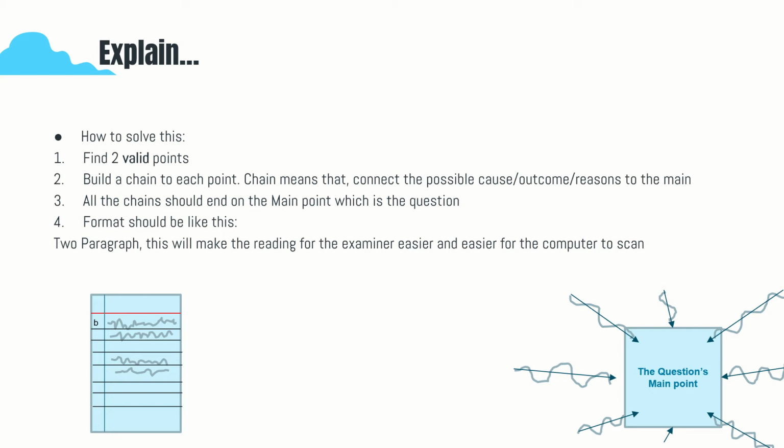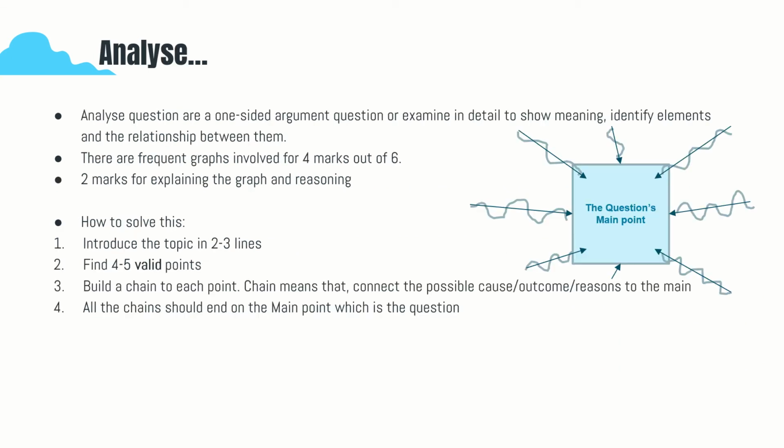To make it very clear, you need to write in two paragraphs. On the left hand bottom side, you can see that page format. I have made two paragraphs over there. The first two lines are the first paragraph, and the second two lines are the second paragraph. You should make it easier for the examiner for an explain question, and you need to explain that point.